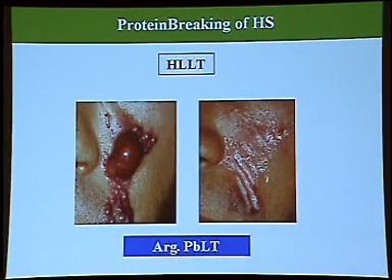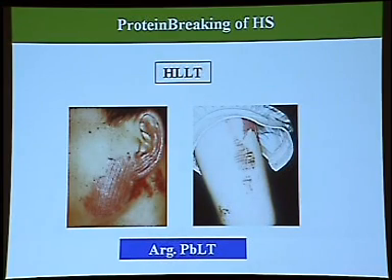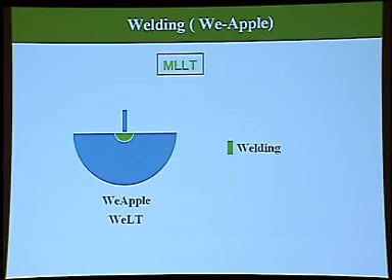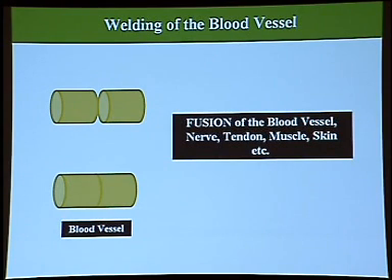This is also the PBLT, another kind. This is also the PBLT of argon laser. And in the welding cases, yes, we can give a welding fusion to the blood vessel, not only the blood vessel, but nerve, tendon, muscle, and skin. We can fuse these using a welding reaction.